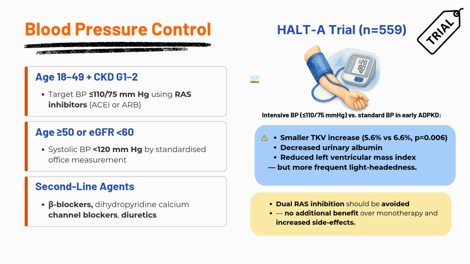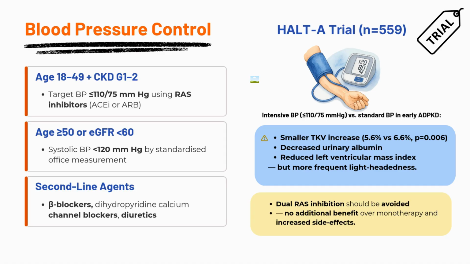Now, for patients aged 50 or older, or those with estimated-GFR below 60, the target becomes more conservative. Here we aim for systolic blood pressure below 120 millimeters of mercury using standardized office measurements. So the approach is individualized based on age and kidney function. If additional control is needed, we move to second-line agents. That includes beta blockers, dihydropyridine calcium channel blockers, and diuretics. But RAS blockade remains the foundation.